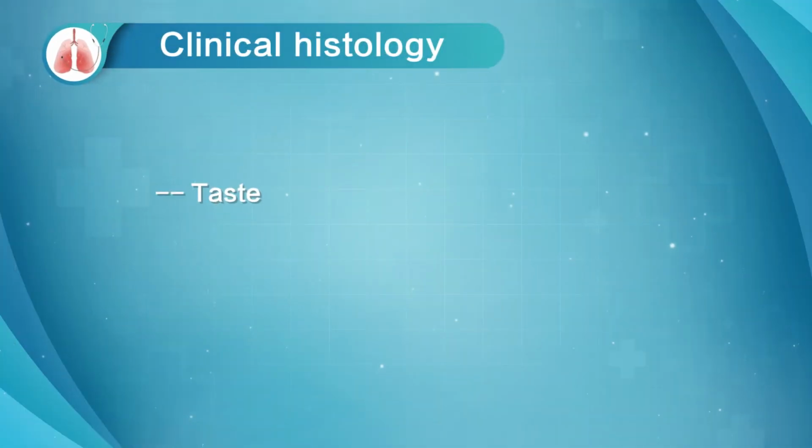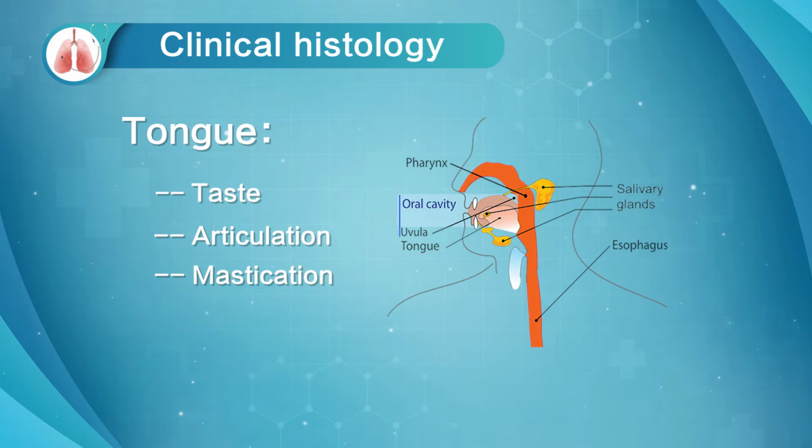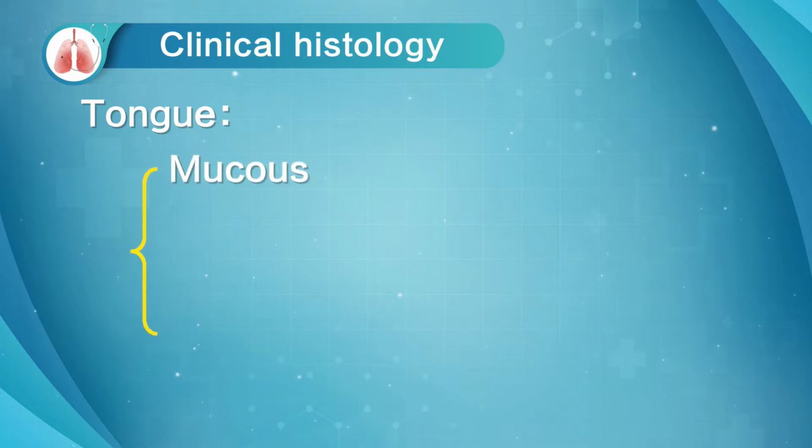Taste is one of the functions of the tongue. In addition to taste, the tongue also participates in articulation, mastication, and swallowing. The tongue is a muscular structure in the floor of the mouth and is covered with the mucous membrane.